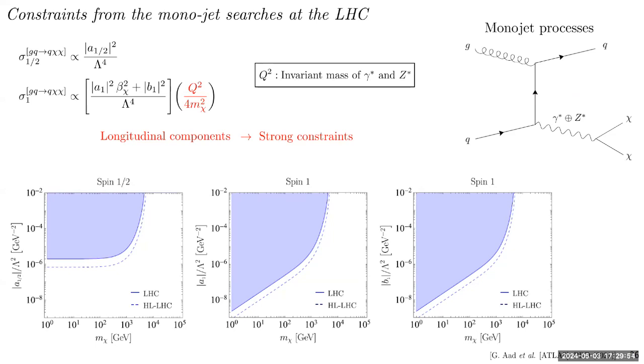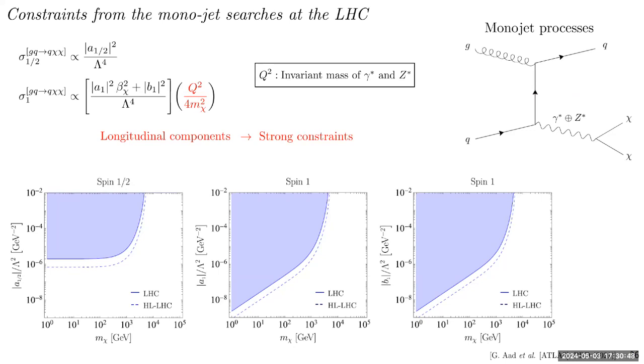So please focus on the difference between the spin 1/2 and spin 1 cases. There is this extra term, which comes from the longitudinal component of the dark matter particle. Here Q is the invariant mass of the virtual photon or virtual Z boson. Because of energy-momentum conservation, the invariant mass Q has to be larger than two times the dark matter particle mass. So this term is always larger than 1. Because of this, we can expect that the spin 1 case gets a much stronger constraint, as described in this constraint figure.